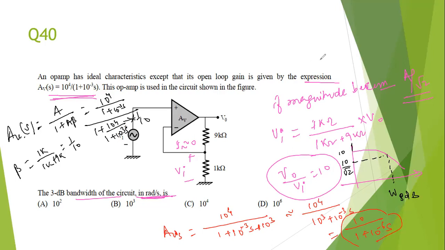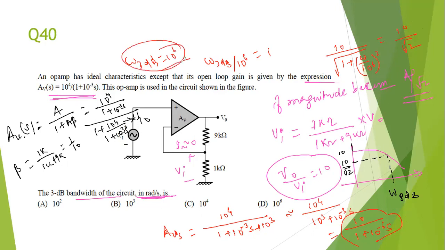Now, if the closed loop voltage gain magnitude, that is 10 upon under root 1 plus (omega by 10 to the power 6) whole square, is equal to 10 by root 2, then that omega is nothing but omega 3 dB. So this should be equal to 2, so omega by 10 to the power 6 equals 1. So omega 3 dB is equal to 10 to the power 6. So the answer will be option D. Option D is your right option.